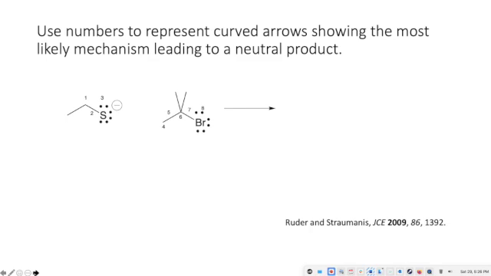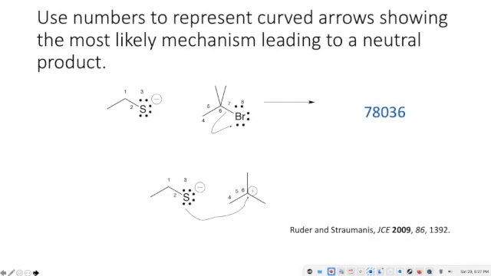Here's another one from Straumanis and Reuter getting at mechanistic questions. This clever approach allows instructors to distinguish between SN1 and SN2 reactions. SN1 involves 2 steps, which can be indicated by the 0 between the other numbers. 3, 6, 7, 8, or 7, 8, 3, 6 suggests a concerted reaction where all the bonding changes happen simultaneously.